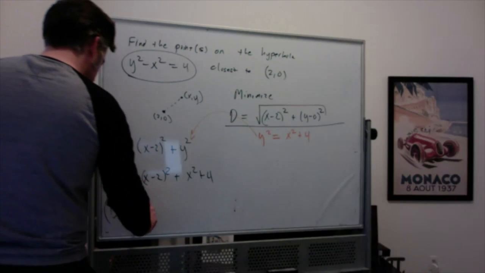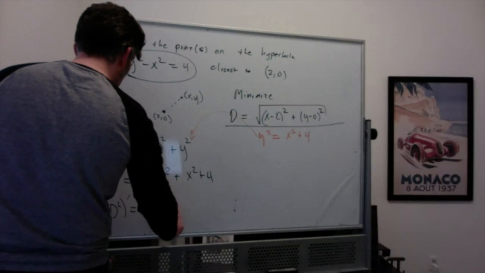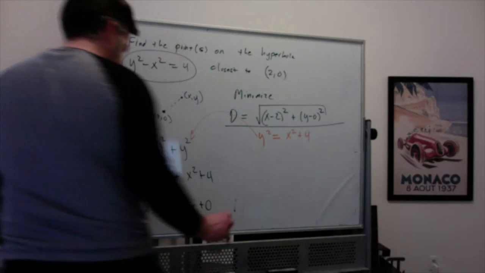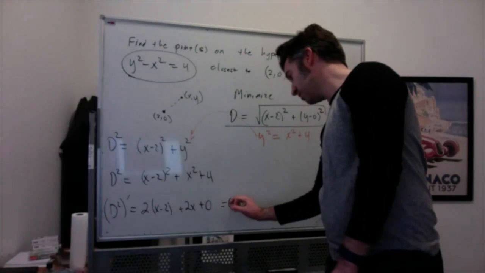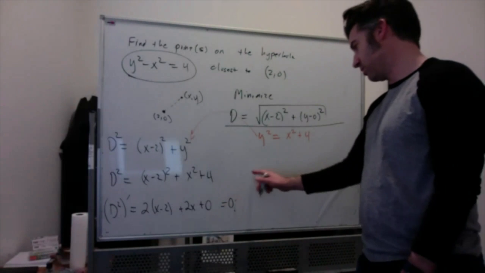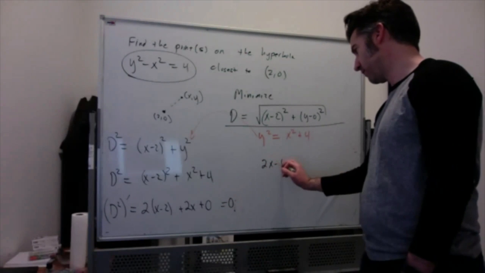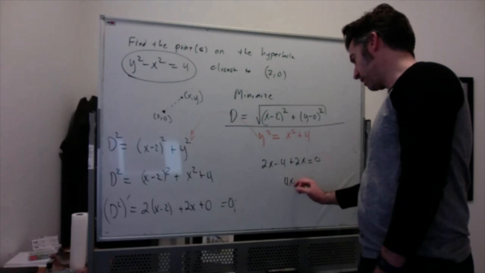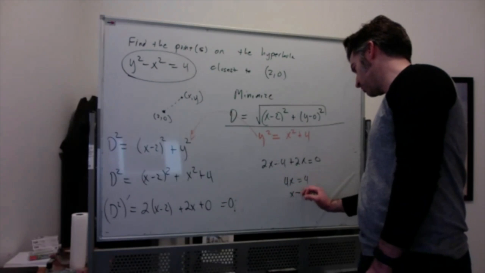So the derivative here is going to be 2 times x minus 2 plus 2x plus 0. And we're going to set that equal to 0. So let's see what we get. We get 2x minus 4 plus 2x equals 0. We get 4x equals 4. We get x equal to 1.